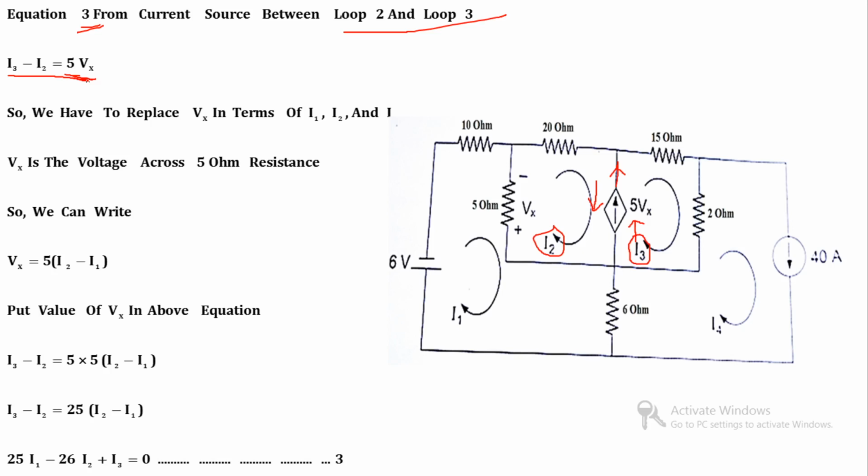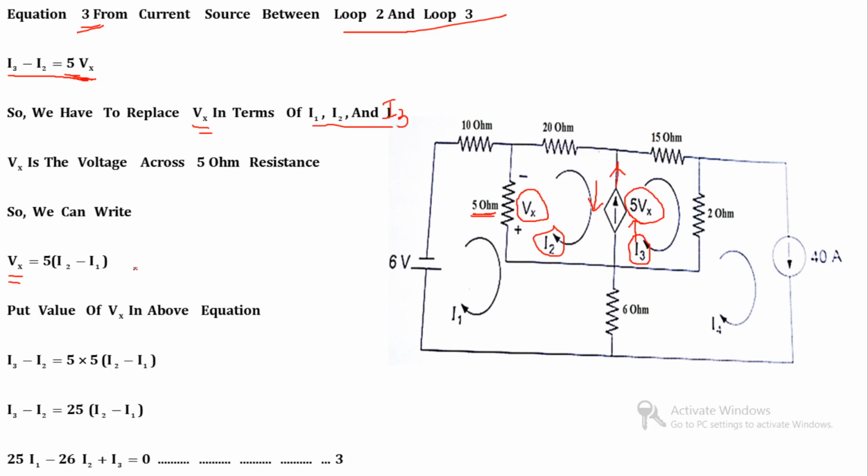Now we have to replace Vx with I1, I2 and I3, because Vx is an unknown quantity. Clear? So, for this dependent source, the value of Vx is given: Vx is equal to the voltage across the 5 ohm. So, I can write that Vx is equal to 5 (I2 minus I1).